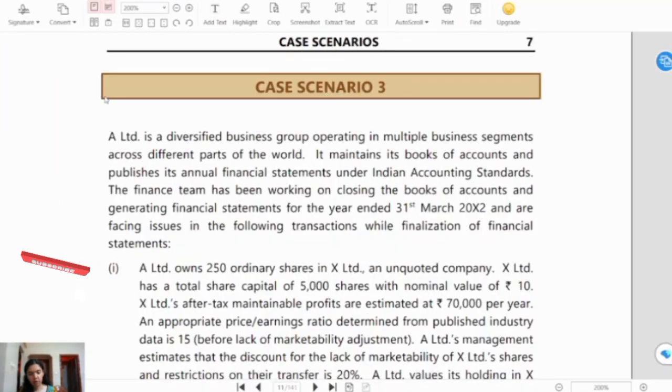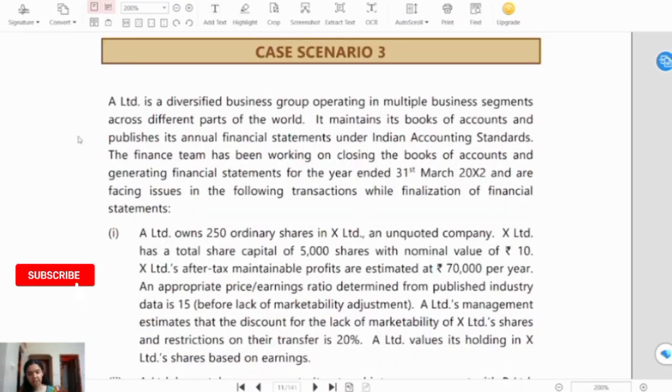So first let's read out this case scenario and then let's try to solve the MCQ related to this. A Limited is a diversified business group operating in multiple business segments across different parts of the world. It maintains its books of account and publishes its annual financial statements under Ind AS. The finance team has been working on closing the books of accounts and generating financial statements for the year ended 31st March 2022 and is facing issues in the following transactions while finalizing the financial statements.